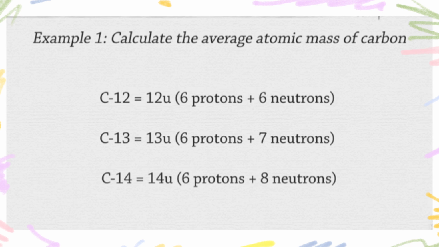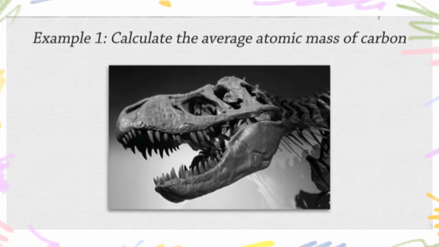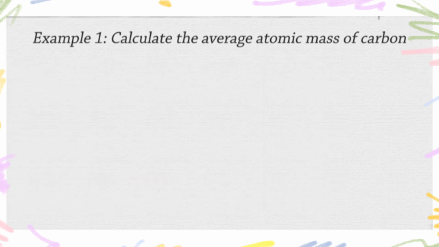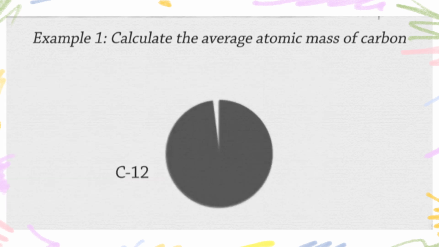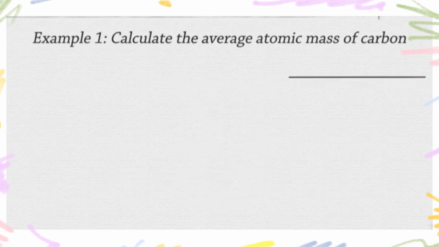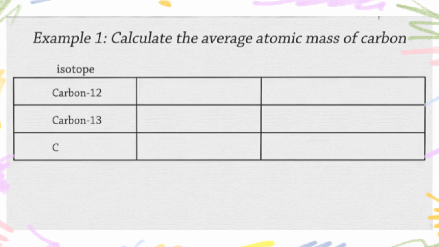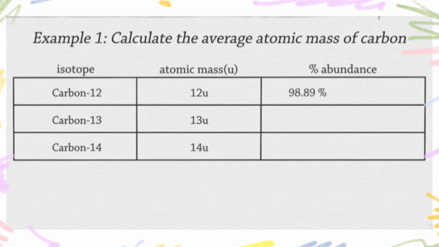Carbon-12 and carbon-13 are stable, but carbon-14 is radioactive, so it is slowly decaying. Maybe you've heard of carbon-14 dating of fossils, but that's a topic for another video. On Earth, there's a lot of carbon-12, a little bit of carbon-13, and a very small amount of carbon-14. To find the average atomic mass of carbon, you take a weighted average of these isotopes based on their natural percent abundances. First, let's make a table of the isotopes, their masses, and their percent abundances.